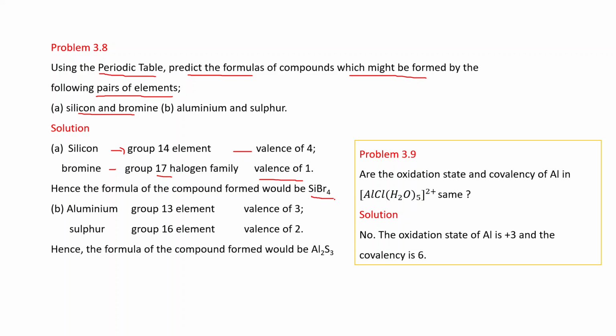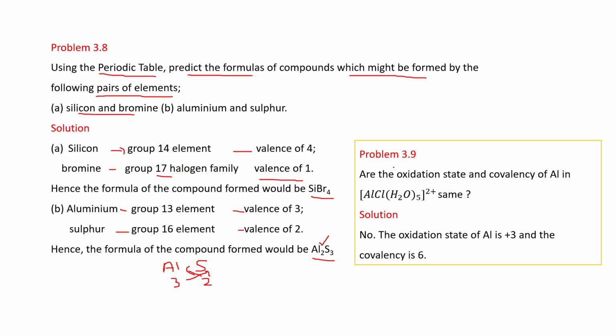SiBr4. Aluminium and sulfur: aluminium, group 13 element, valence is 3. Sulfur, group 16 element, valence is 2. That's why the formula is Al2S3. I think in lower classes you discussed, if you know the valency, how can you write the formula? That is aluminium, valence is 3, sulfur, valence is 2. If you interchange, then we will get this Al2S3.